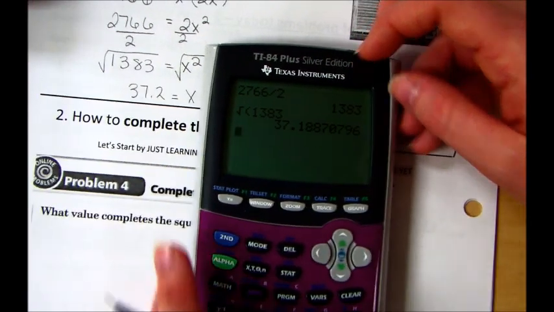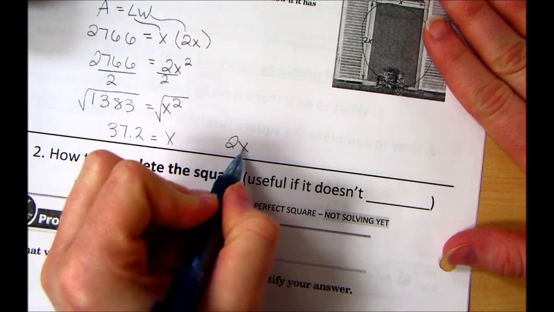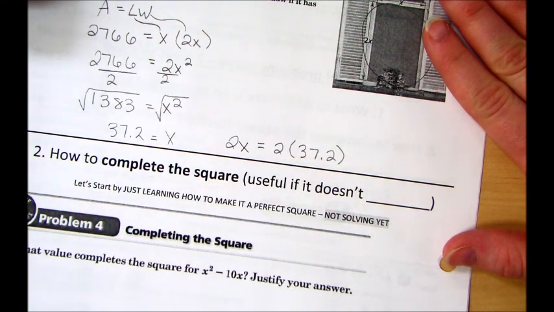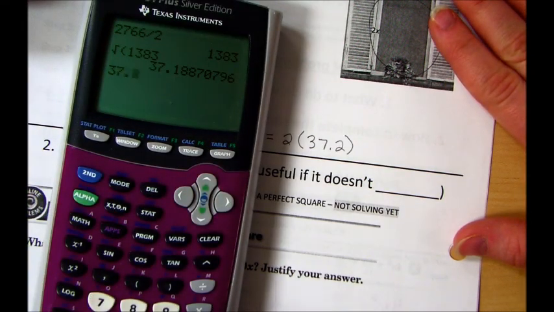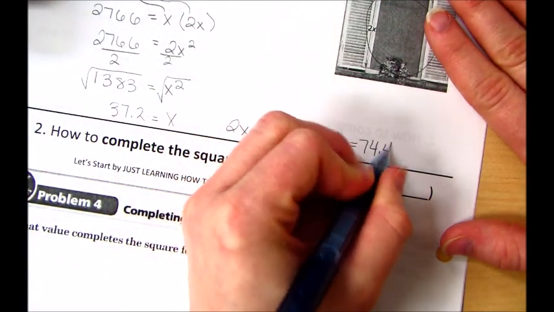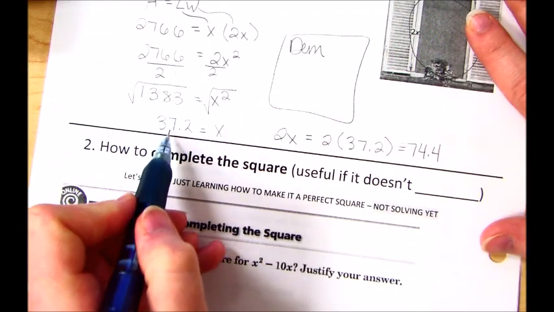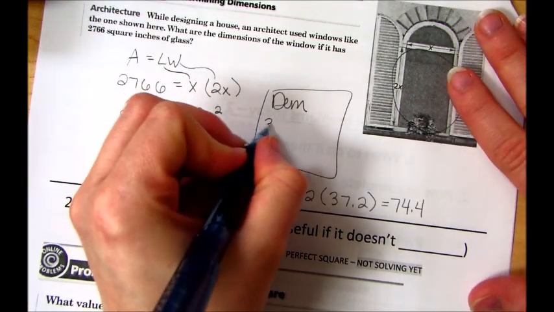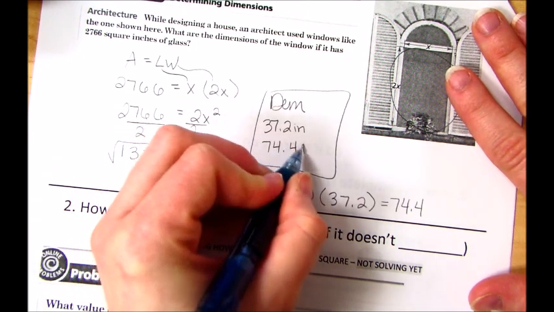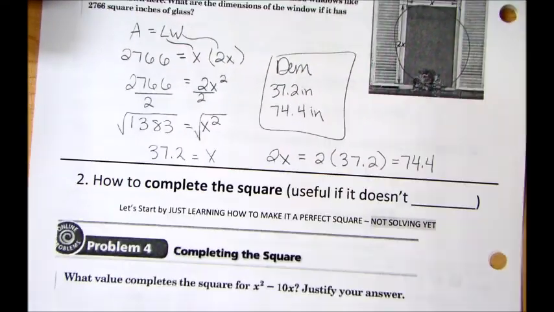So that is one dimension of the window. The other dimension was the 2x. So you just multiply your answer by 2. So we have 37.2. So when I multiply 37.2 times 2, I get 74.4. Which means the dimensions are 37.2, what are we in, inches? And 74.4 inches. All right, so that was used by taking the square root. Decimals are okay in word problems.